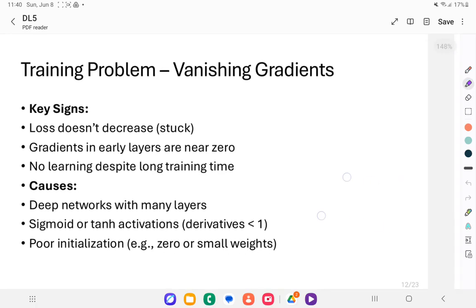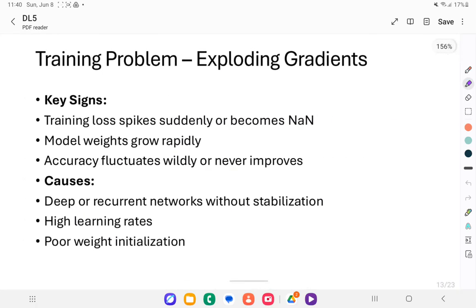stabilize activations. Now, the opposite is exploding gradients, and here the gradient values grow exponentially as they are propagated backwards through the network, and this usually leads to numerical instability. You will see training loss shoot upwards or become NaN completely. The weights grow uncontrollably, and your model may never settle into a learning phase.